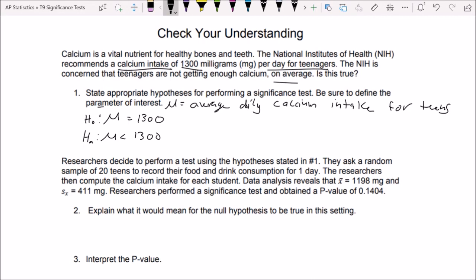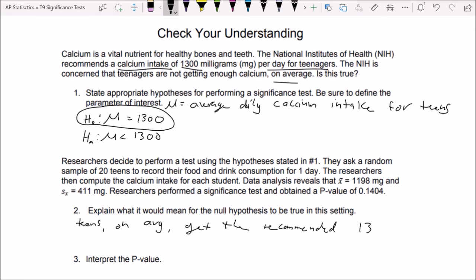So the null hypothesis is up here. Now remember, that mu is the parameter. It would mean that teens, on average, they get the recommended calcium intake of 1,300 milligrams per day. So teens, on average, get the recommended 1,300 milligrams calcium per day. And then the alternative, if we get to the alternative, then we're going to be saying they don't get enough.